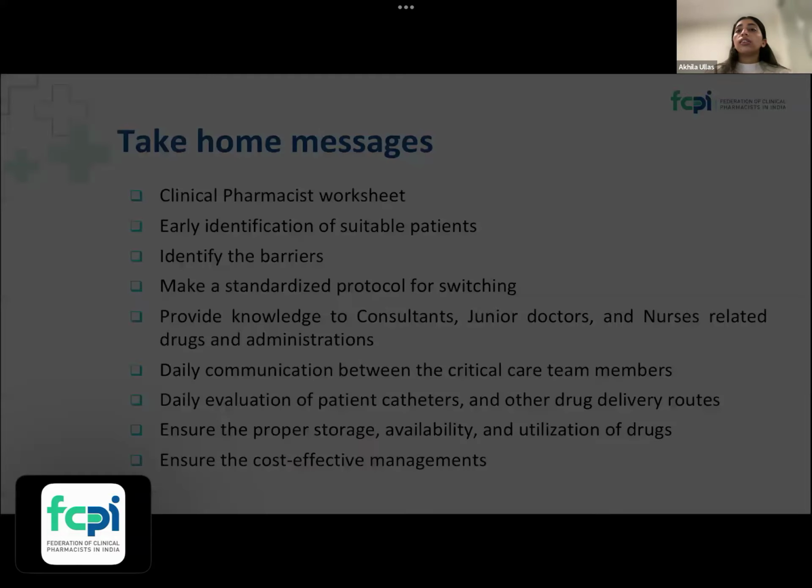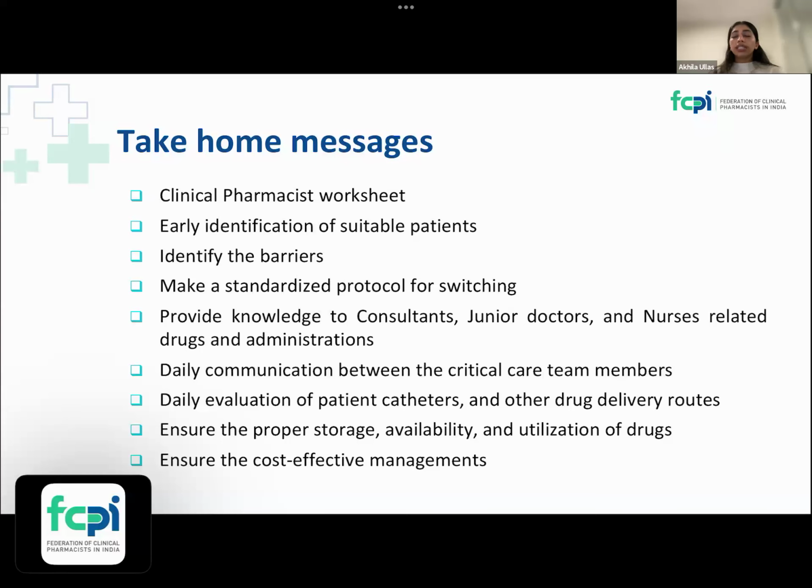Okay, so take home messages. A clinical pharmacist worksheet should be there. Early identification of suitable patients. Identify the barriers or challenges in switching and make a standardized protocol for switching, and provide knowledge to your consultants and junior doctors on the related drugs and their administration. Give proper education to your healthcare workers, and daily communication between the critical care team members and the clinical pharmacists who are working with you.